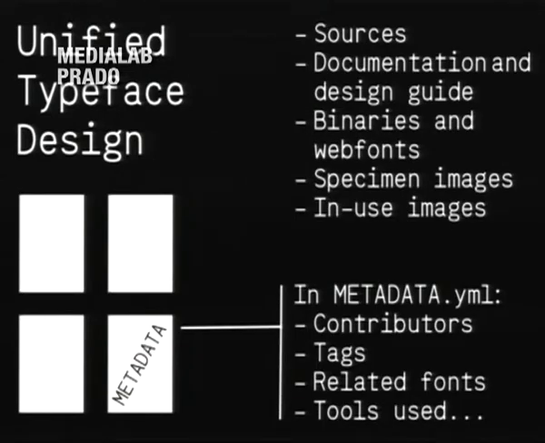in detail, we can have the sources of the font in several formats. I mean, UFO. I think about UFO, Unified Font Object, which is a universal font source format. We can find also documentation and a design guide about the font. If I want to fork it, I want to know what was the initial idea of the initial designer. So maybe a TXT could be a design guide. Binaries and web fonts, specimen images, and in-use images.